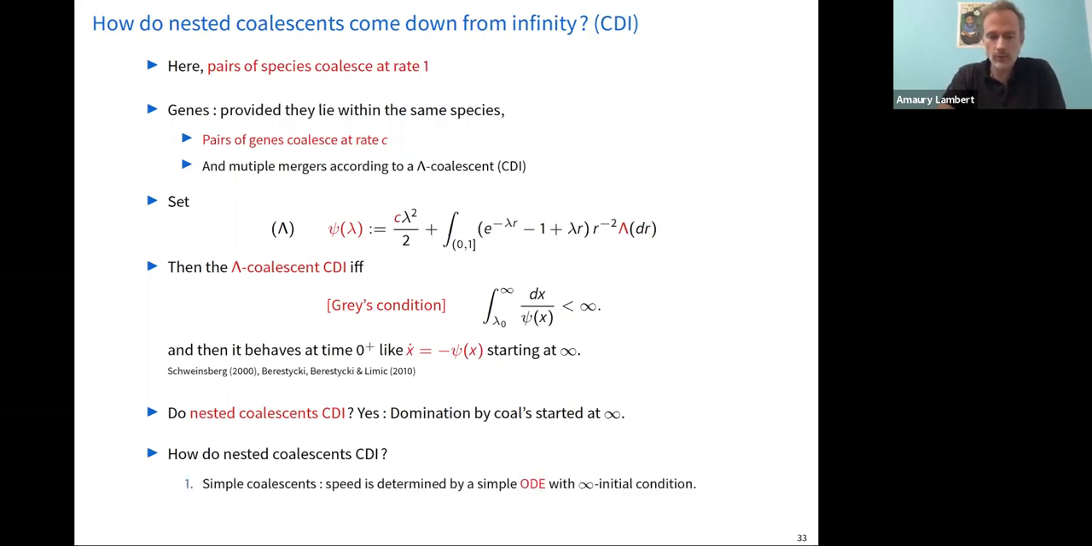How do they come down from infinity? Remember that in the simple coalescent, a few lines earlier, the speed is determined by the simple ODE with initial condition infinity. And we will see that for nested coalescents, the speed is determined by a degenerate PDE, which triggers some difficult problems of existence and uniqueness for these PDEs.